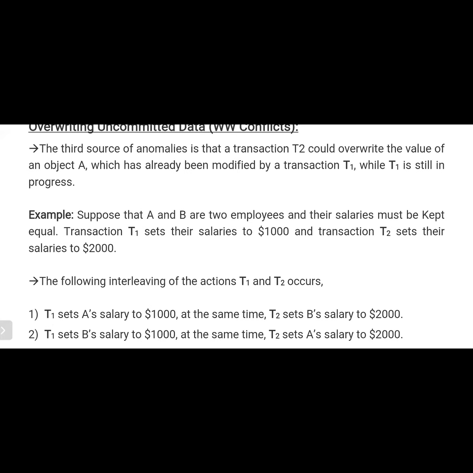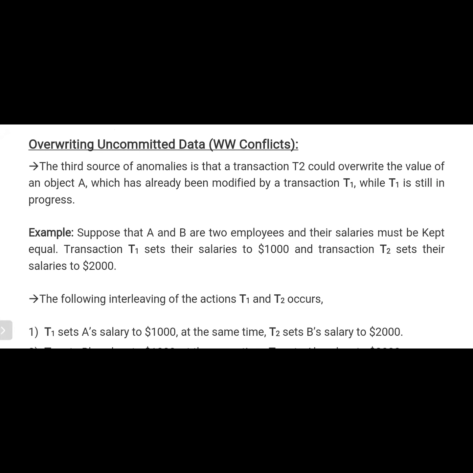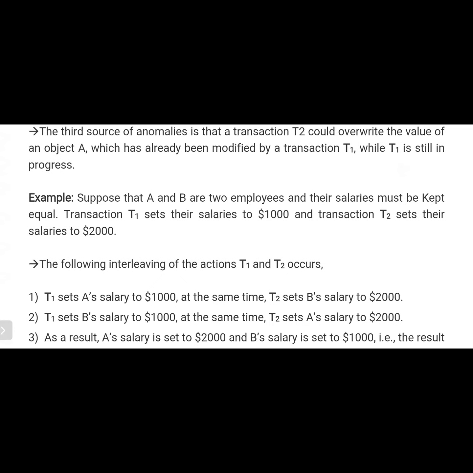So here transaction T2 performs the write operation on A, while T1 is already modifying the value of that A. This type of problem is referred to as a write-write conflict. Just to consider one example: suppose that A and B are two employees and their salaries must be kept equal. Transaction T1 sets their salaries to $1,000 and transaction T2 sets the salaries to $2,000.